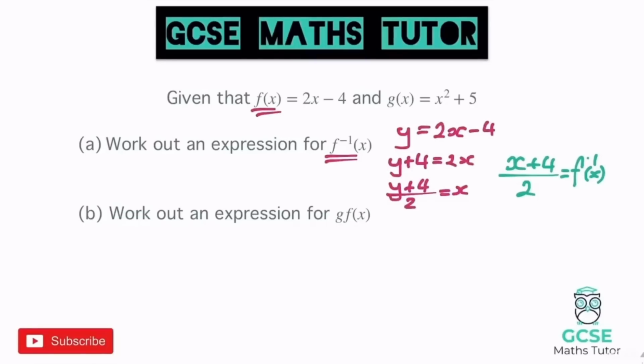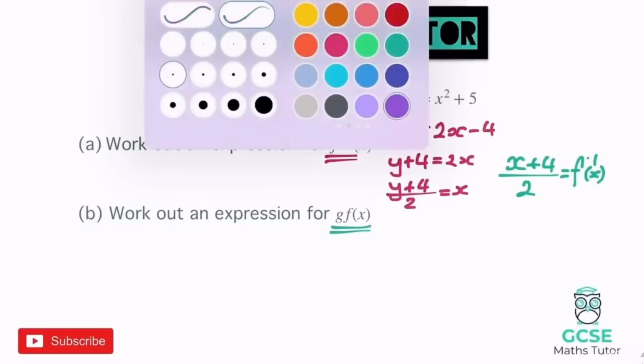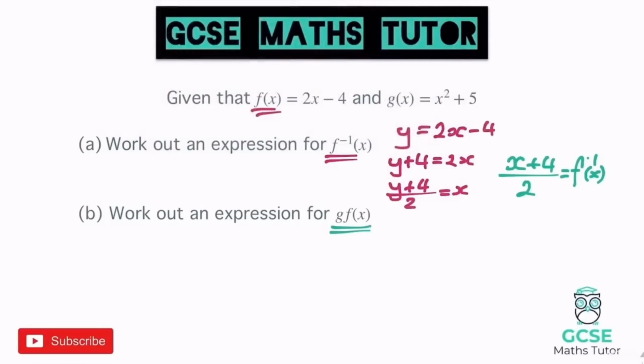It says work out g(f(x)). So you could be asked to put a number in. This isn't actually asking us to put a number in. It's saying g(f(x)), which means I have to sub one of the functions into the other. So if you read this, it means what is the function of g when you put f into it? Well, g's up here. So all we've got to do is put f into it.